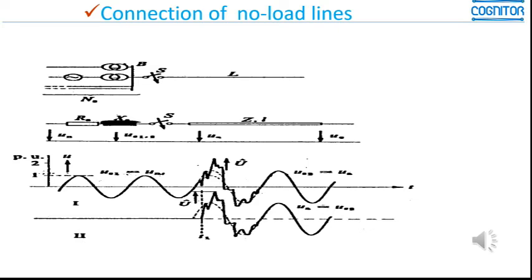I think that we already mentioned before the connection of no load lines. That is the closing of one circuit breaker, which is S in this figure here, over one big capacitive load, which is the open line in this case.